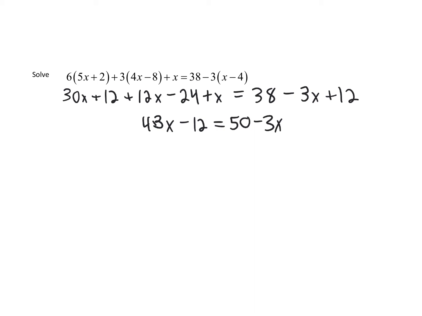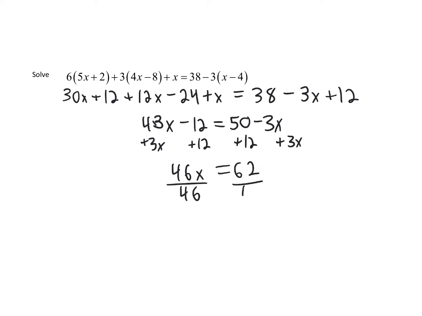Now, we want to move the 12 over, so we're going to have to add 12 to both sides. We want to move the negative 3x over, so we have to add 3x to both sides. So we end up with 46x equals 62. Divide both sides by 46. We get x approximately equal to 1.35.